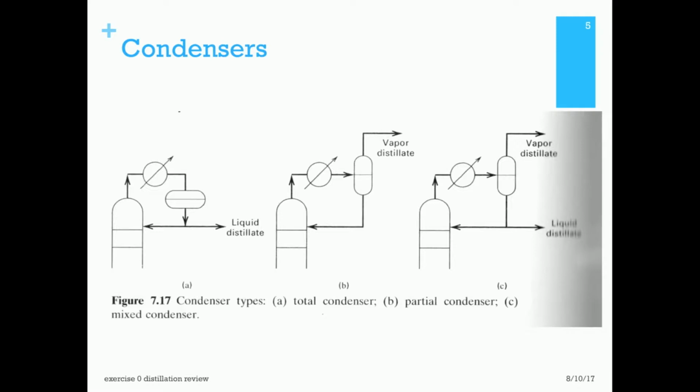And then C shows you a mixed condenser where you do a partial condensation. You really separate the liquid and you send some of the liquid back as reflux and then take off a liquid distillate. You would do this kind of thing. You would have two different products, a vapor and a liquid, if you could get a very good separation with the vapor. And that would usually mean it has a very high volatility, even at the conditions in the partial condenser.